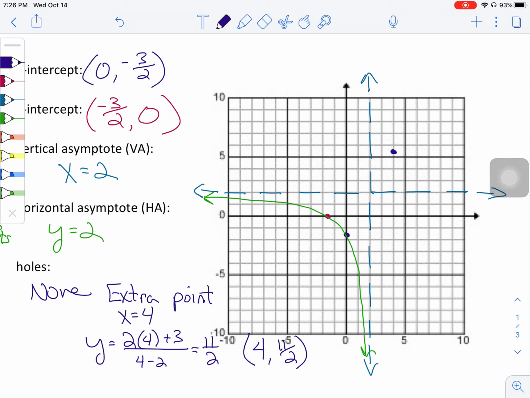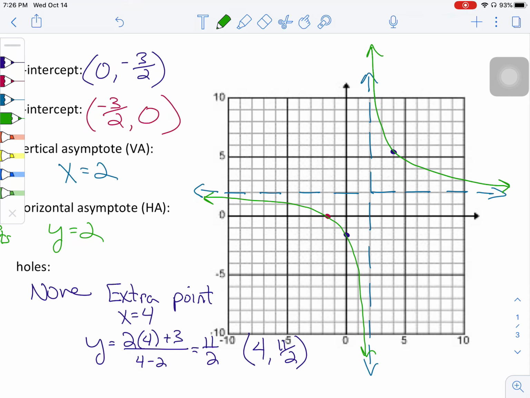So what that extra point tells me is that this curve is going to approach this x-axis vertically, and it's going to approach this y-axis horizontally. So I now know that this curve is going to look something like that.